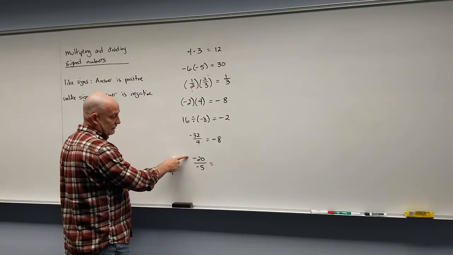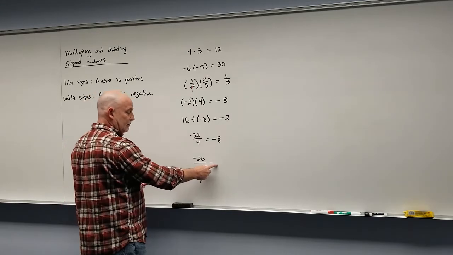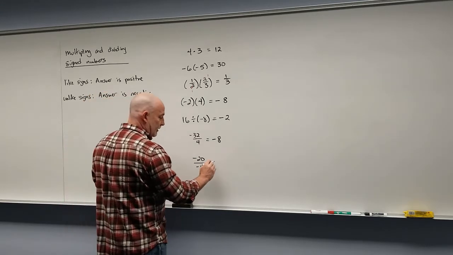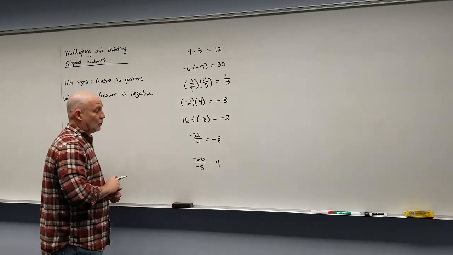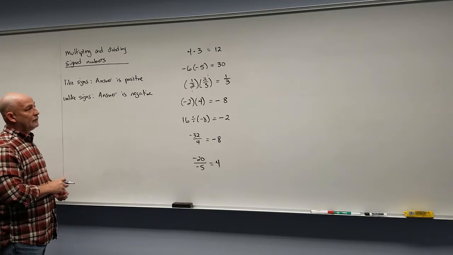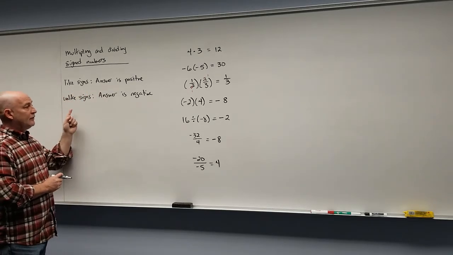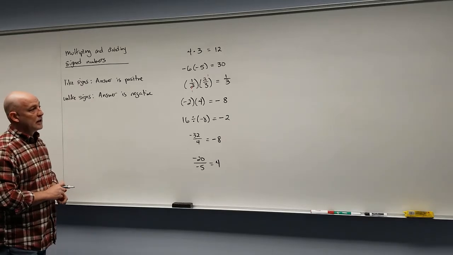Here we have a -20 divided by -5. Since they're both negatives, my answer is going to be positive. 20 divided by 5 would be 4. All right, again, notice it's just applying our two rules that we have. If you're either multiplying or dividing and they have the same signs, your answer is going to be positive. If they have opposite signs, they're going to be negative.